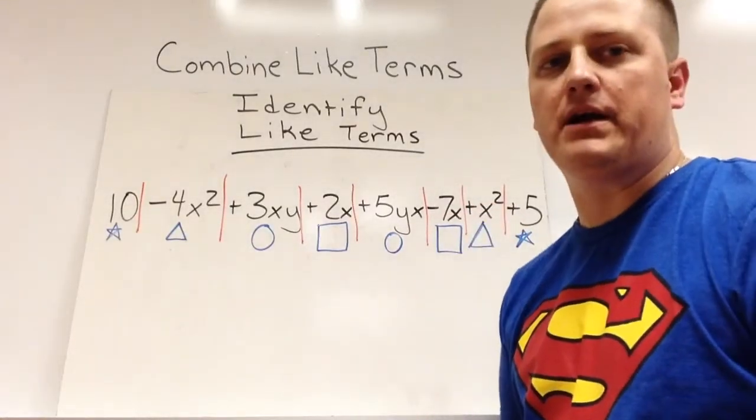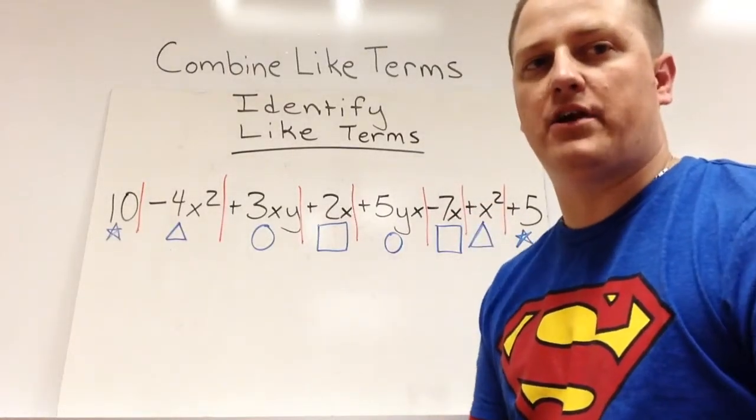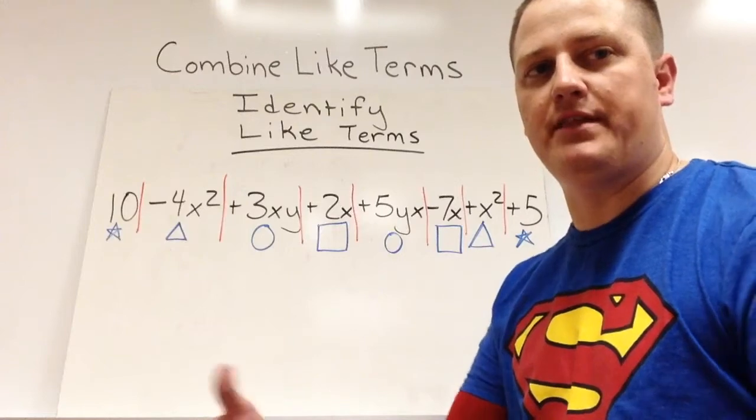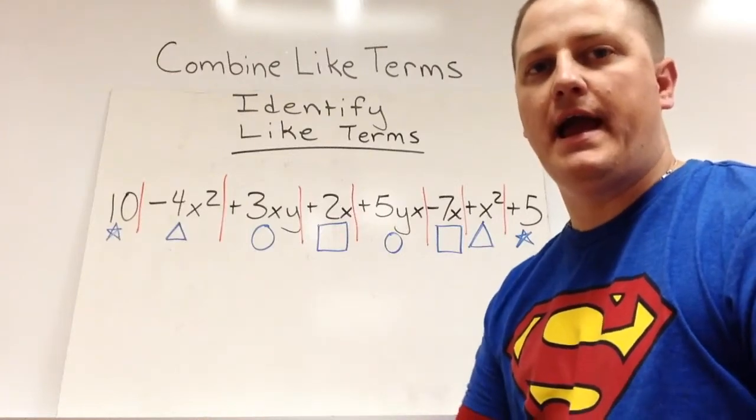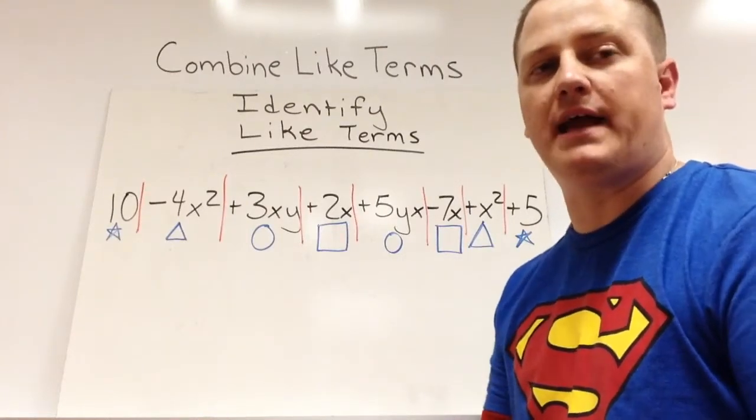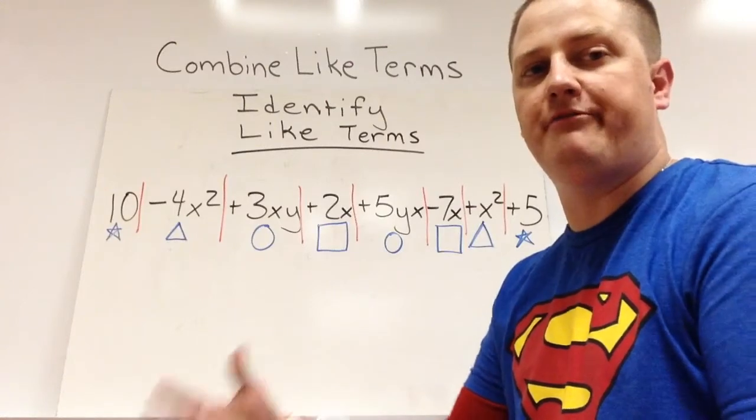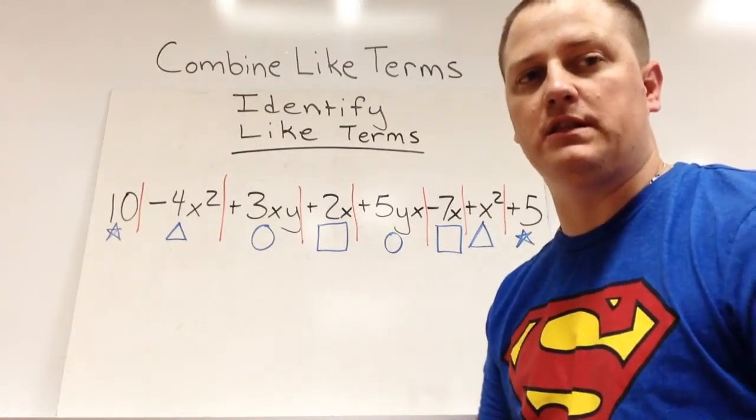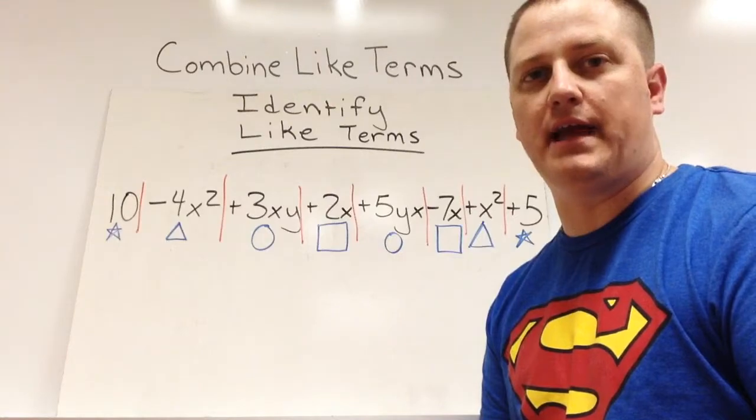And one thing to remember, there aren't always like terms for every term. Those stay the way they are. And sometimes there could be more than just one like term. There could be 2, 3, 4 terms that are all like and can be added or subtracted together.